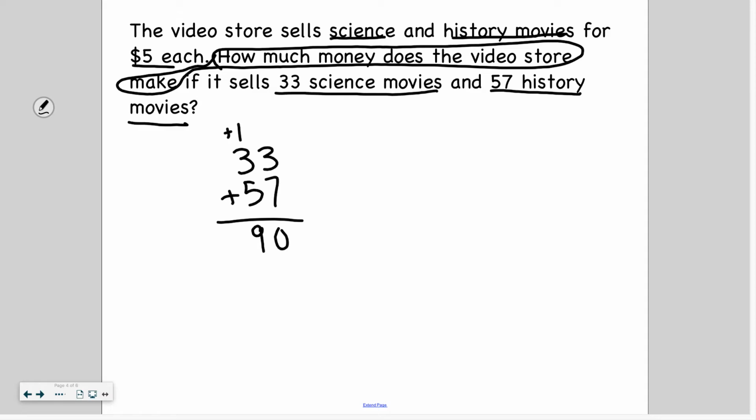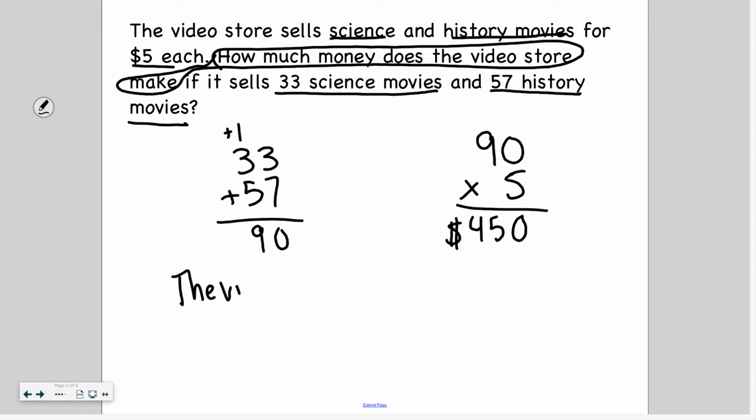So how much would that be? How would we figure out how much money they make? We can multiply 90 times 5. If we use our trick, 9 times 5 is 45. And we add our 0 as part of our trick. So $450. What's our final answer? The video store can make $450, not $400, $450.